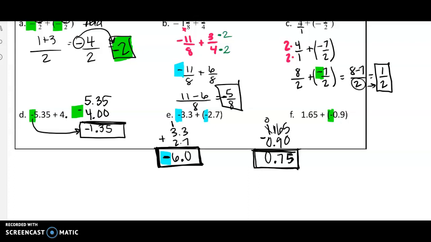So now that you are all done with this, I want you to head over to Big Ideas, and you are going to complete the assignment over there. And then make sure that you are also showing your work because you are going to need to turn that in as well.